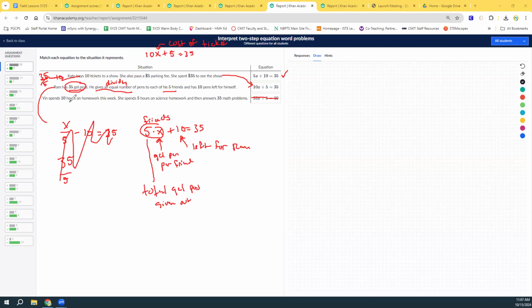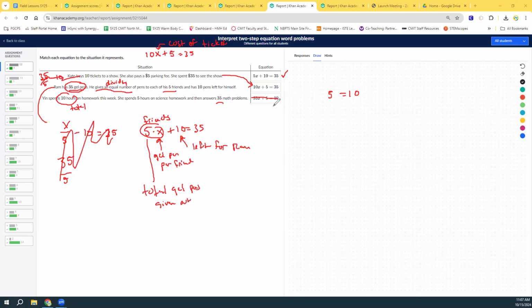Okay, Yin spends 10 hours on homework this week. She spends 5 hours on science and then answers 35 math problems. I remember doing this. Okay, so Yin spends 10 hours on homework this week. That's the total amount. Whenever I see the total, that is what's going to equal 5 hours on science and 35 math problems.